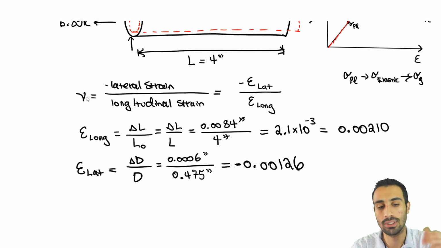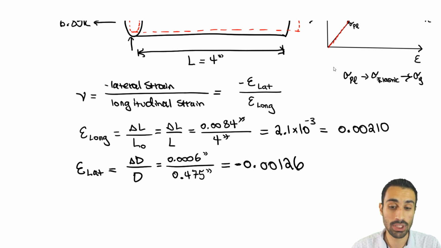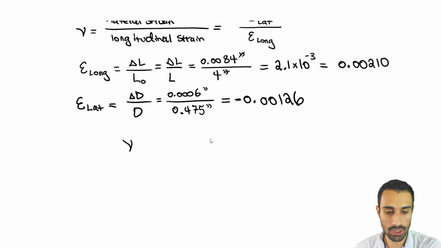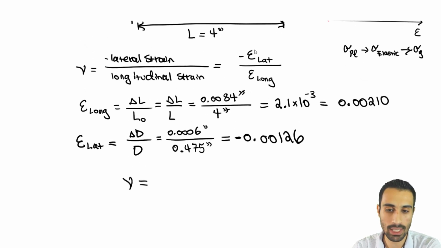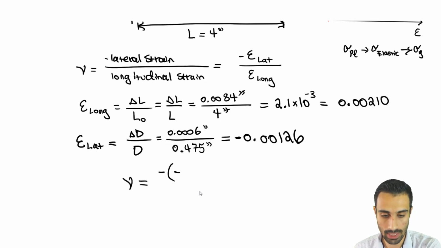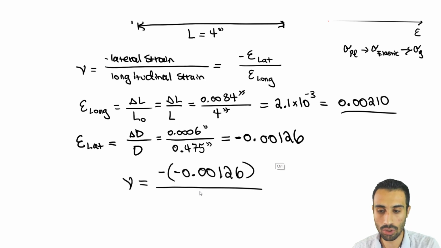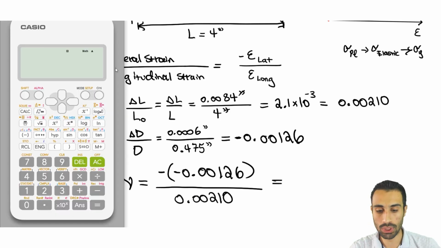If you're confused about that, most of the time it's positive for the Poisson's ratio, unless you have certain other types of material with negative Poisson's ratio, which is not often the case. So it's going to be negative for that one. Then what I'm going to do is solve for the Poisson's ratio. We take E lateral, the negative. I can keep that negative, and we should. Negative times a negative, 0.00126. Negative times a negative is a positive, right? And E longitudinal would be that value, 0.00210.